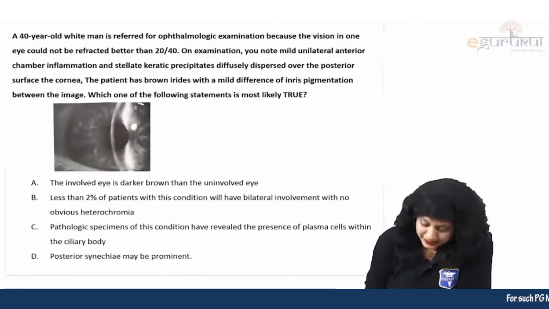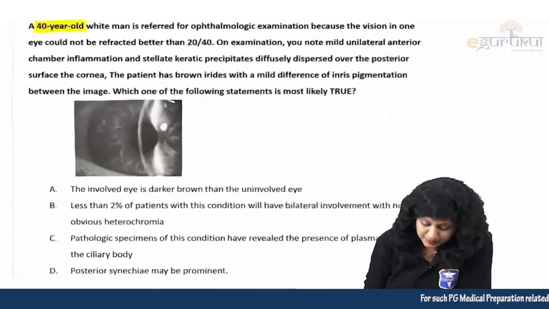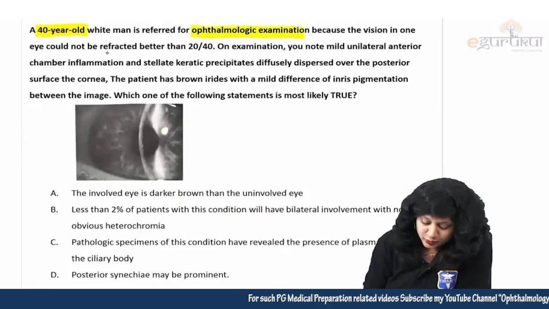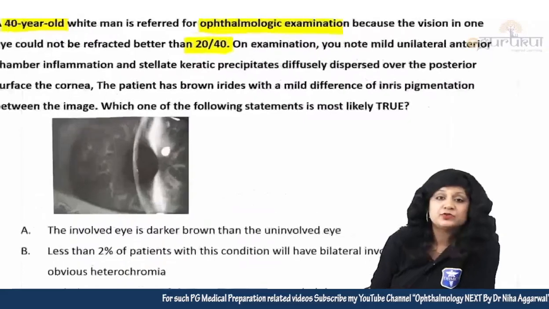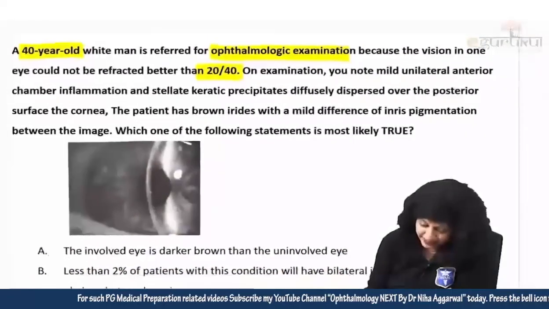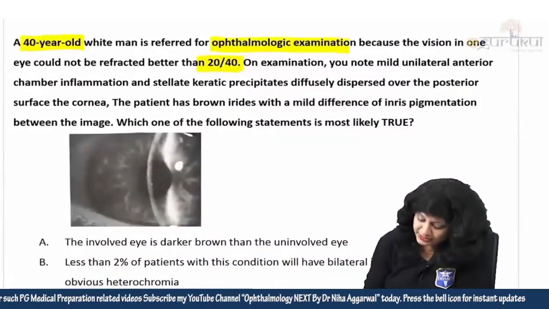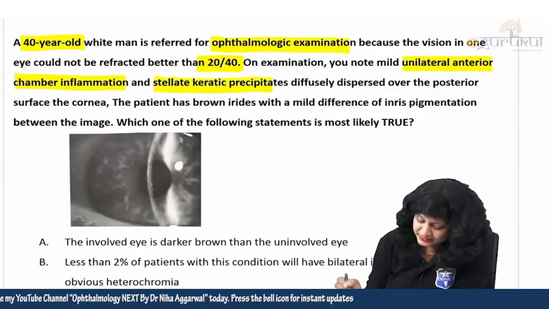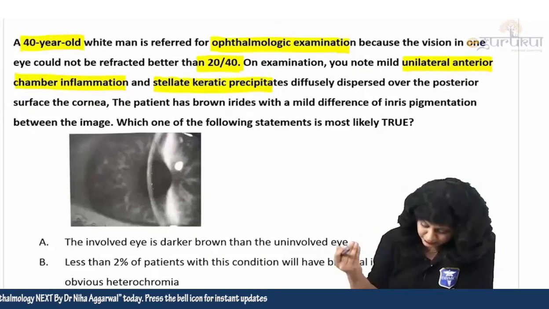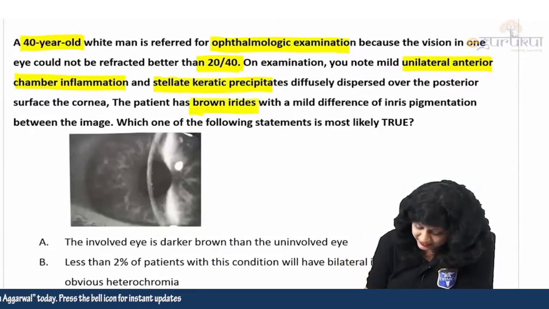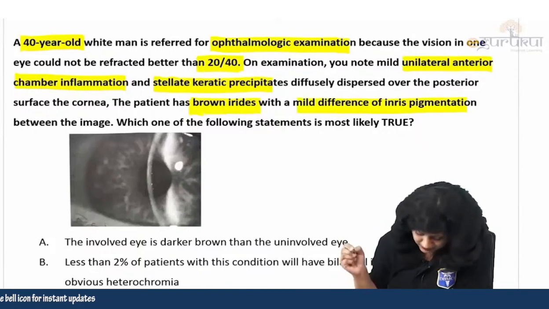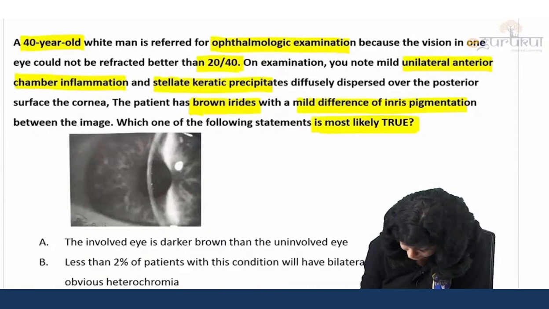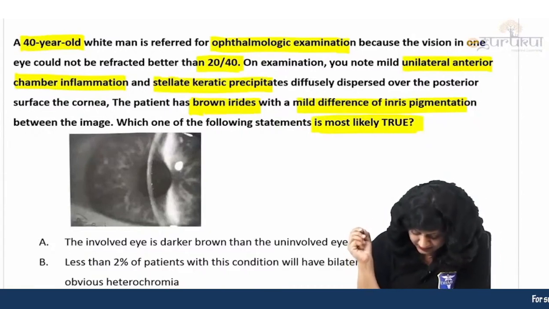Now see this question here, you have got a 40-year man who is referred for ophthalmological examination because the vision in one eye could not be refracted better than 20/40. So vision is not improving beyond 20/40 in the eye. On examination, you note unilateral anterior chamber inflammation, stellate KPs dispersed over the posterior surface of the cornea. We have got brown iris with a mild difference of the iris pigmentation, and which one of the following is the most likely true statement? You have to tell the true statement.